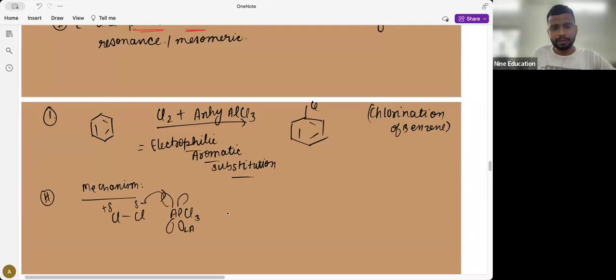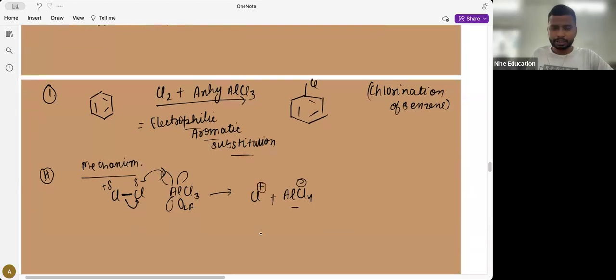So it attacks here, and Cl positive is made here, and AlCl4 negative will become. So the bond of Cl2 will be broken from here, and AlCl4 negative will be made, and Cl positive. And this Cl positive is known as our electrophile. So in the given reaction, we have our benzene, Cl positive, and AlCl4 negative. See, benzene is more nucleophilic in nature. It is rich in electrons.